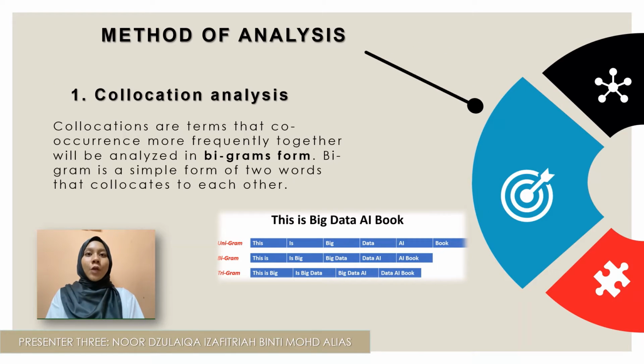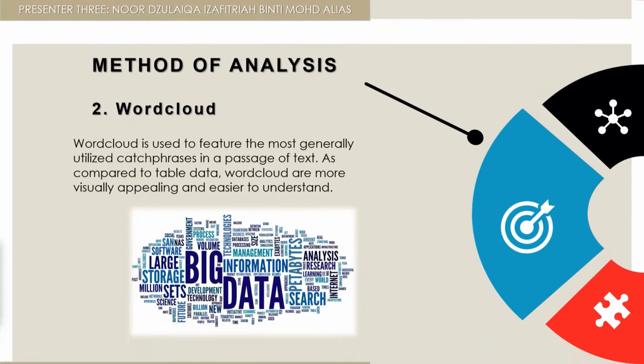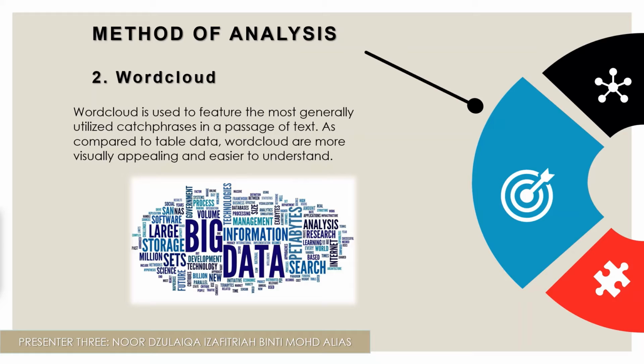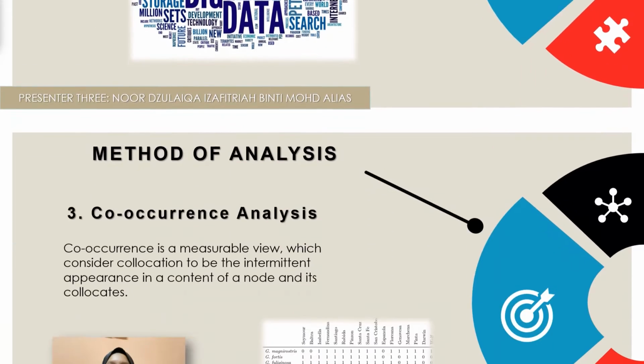The first method that will be used in the study is analyzing the trend using collocation analysis. Collocations are terms that co-occur more frequently together and will be analyzed in bigram form. Bigram is a simple form of 2 words that collocate to each other. The next method that will be used to analyze the trend is word cloud. Word cloud is used to feature the most generally utilized keywords in a passage of text. Compared to table data, word clouds are more visually appealing and easier to understand.